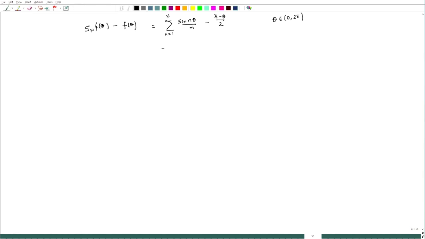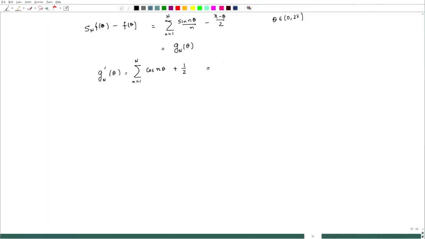So, let me call this function g_n of theta. Now, if I look at g_n prime at theta, this is equal to the summation from n equal to 1 to n of cos n theta plus 1 by 2. And let us use cos n theta is e to the power i n theta plus e to the power minus i n theta divided by 2.